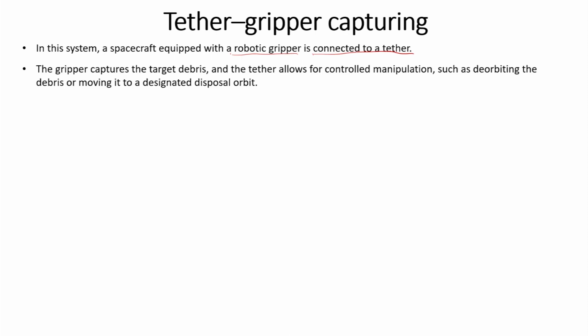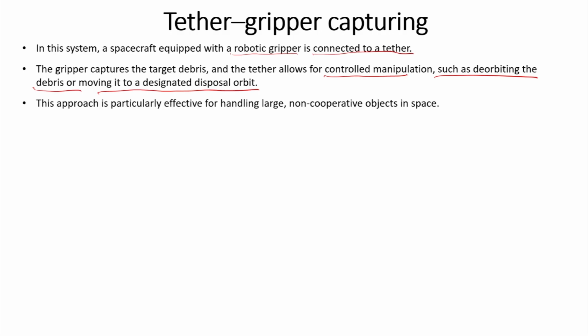So, the gripper captures the target debris, and the tether allows for controlled manipulation, such as deorbiting debris and moving it to a designated disposal orbit. This approach is particularly effective for handling large as well as non-cooperative objects in space.